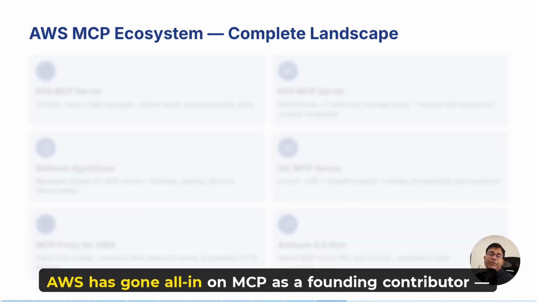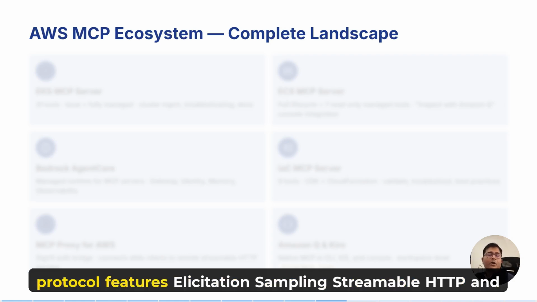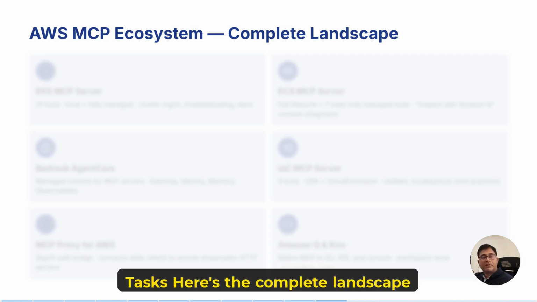AWS has gone all in on MCP as a founding contributor. Four protocol features: elicitation, sampling, streamable HTTP, and tasks. Here's the complete landscape.